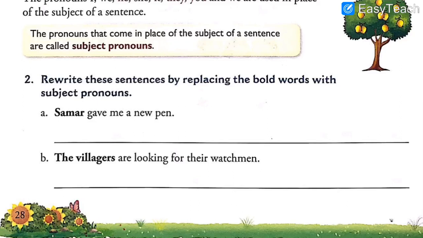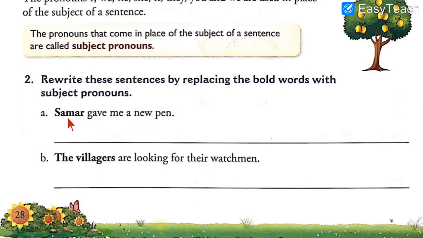So let us apply whatever we have learnt. So question number 1, you should only write the answers because the PDF of the lesson has already been sent in your WhatsApp group. You may check it out. So you should just write the answers in your notebook along with the video. Number 1. Samar gave me a new pen. Samar gave me a new pen.